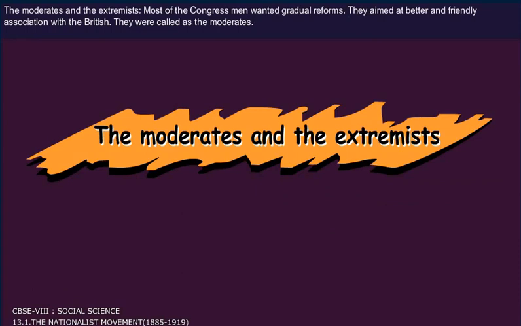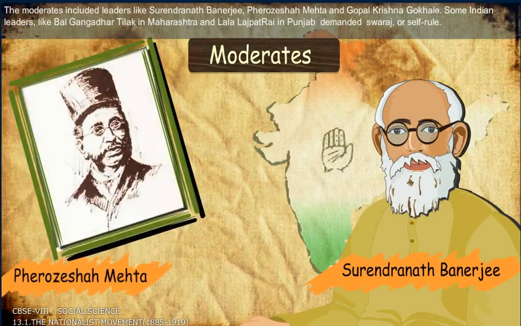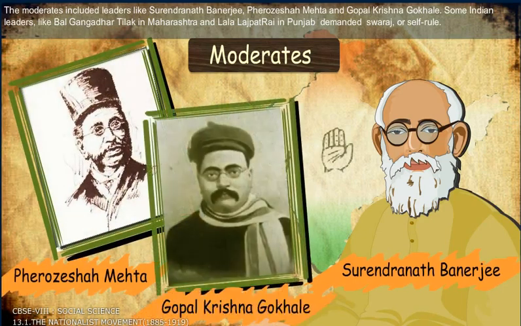The moderates and the extremists. Most of the Congressmen wanted gradual reforms. They aimed at better and friendly association with the British. They were called the moderates. The moderates included leaders like Surendranath Banerjee, Firoz Shah Mehta and Gopal Krishna Gokhale.